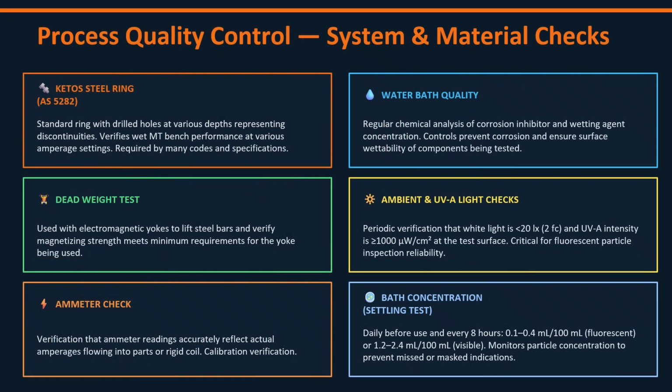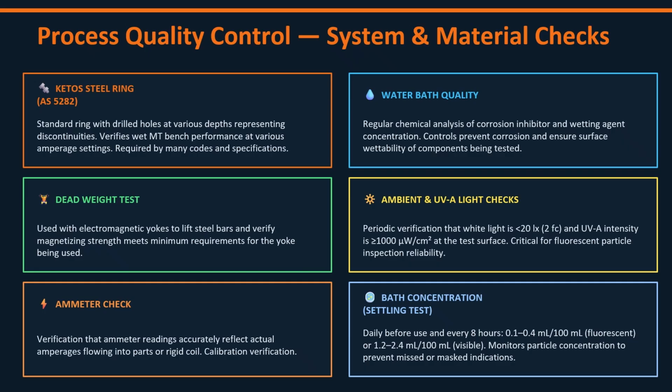Quality control is what turns an MT procedure into a repeatable inspection system. The first question is not, did the inspector see an indication, but was the inspection system capable of producing a reliable indication? A standard steel ring with artificial holes can be used to challenge a wet bench at specified current settings. This verifies that the system can reveal known discontinuities under controlled conditions.